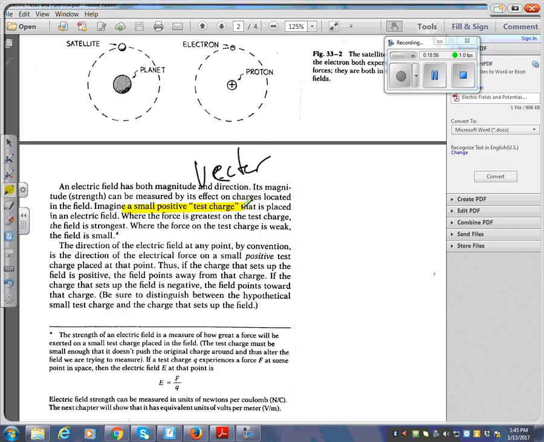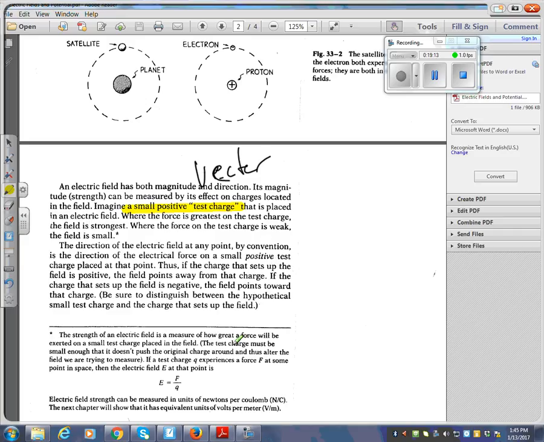Let's look at the little footnote there. The strength of an electric field is a measure of how great a force will be exerted on a small test charge placed in the field. In other words, the bigger the field, the bigger the force. And the bigger the force, the bigger the field. The test charge must be small enough that it does not push the original charge around and thus alter the field we're trying to measure.